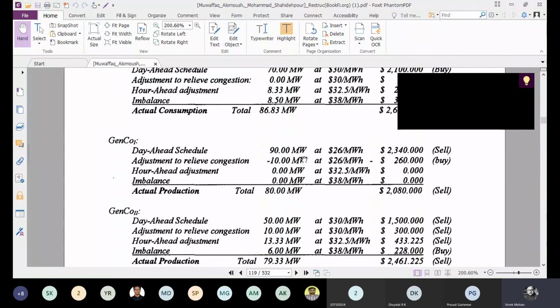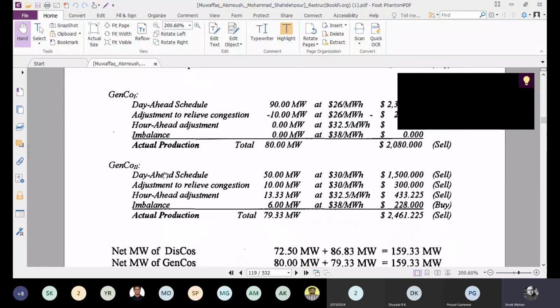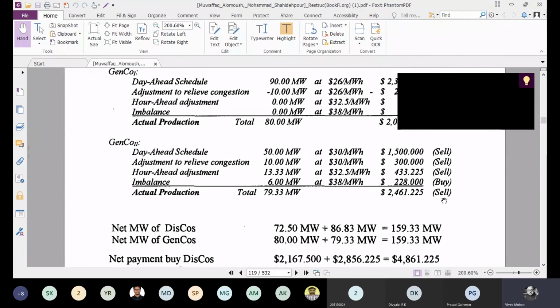So this is buying of power, because of reduction of generation. Reduction of generation means that amount is reduced from the previous amount, right? So that is outflow of money. So 260 is outflow. 90 minus 10 is 80. So the actual production is only 80, right? So 2340 minus 260, the total amount is 2080. That is received by GENCO 1. Similarly, we can find for GENCO 2 also. This is 2461.225.